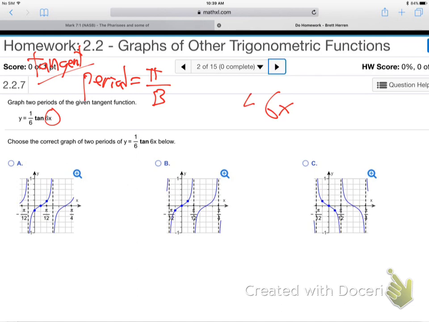Take the 6x and put it between negative pi over 2 and pi over 2. That's the left edge, right edge of one cycle.